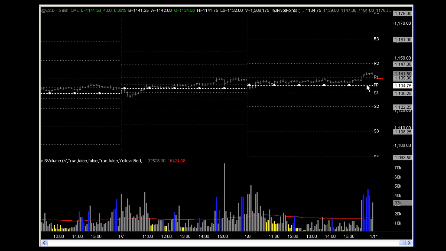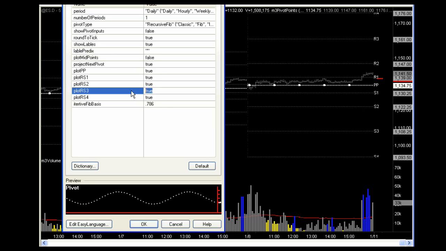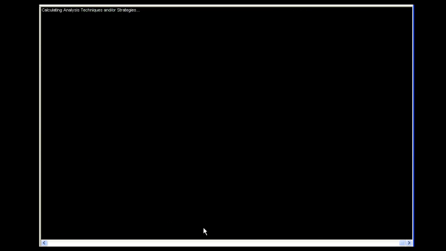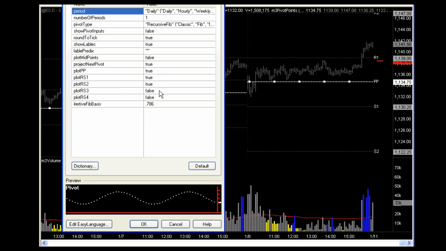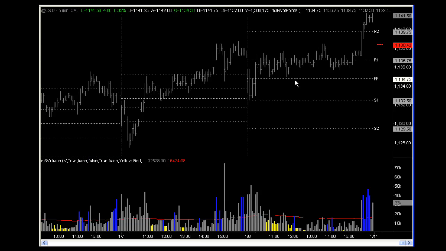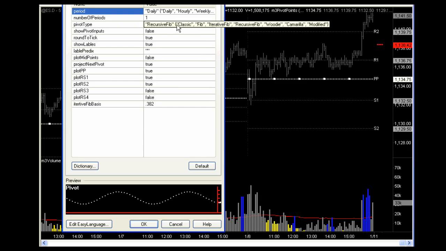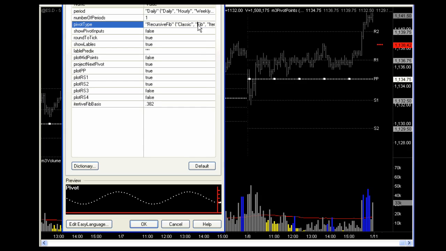I tend to like to keep things simple, so I actually don't even run the longer projections. I like to keep it pretty straightforward, pretty simple. And let's go back to our 2 here. So there we go. That's the fibs with recursive, and then we have the Woody fibs.